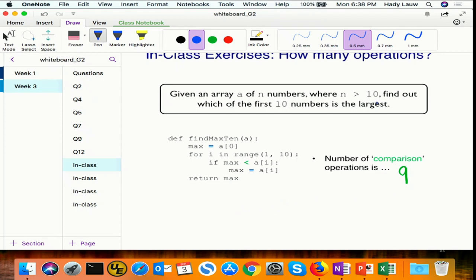So regardless of n, it's always 9. This is what we discussed earlier, right? Regardless of what n is, it's always 9. So what does it mean? It means that it's actually a constant. If it's a constant, what is it then? O 1, right? Now, we don't write O 9, or O 12, or O whatever constant. To indicate something is a constant, we just say O 1. So O 1 means that your input size does not affect the number of operations that you're going to do.